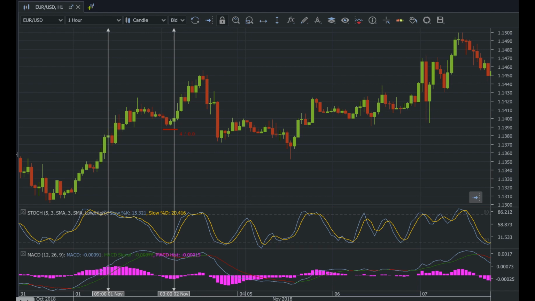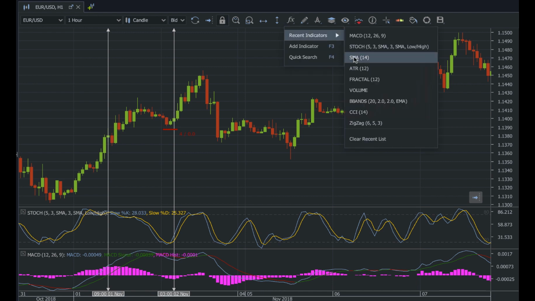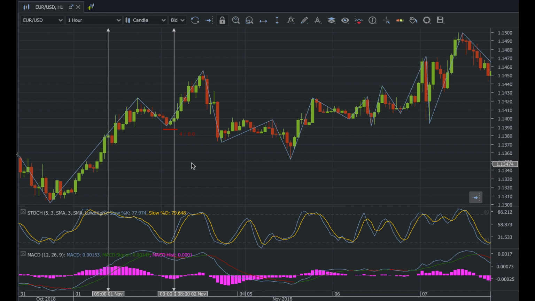If you don't know how to find the latest swing low, I could suggest using the zigzag indicator. So let's put the zigzag indicator, and the parameters will be 6, 5, 3. Now I see the last swing low, and below this I put a stop loss, and the entry is here, because the stochastic shows me that I need to enter, and MACD is also above the zero line.